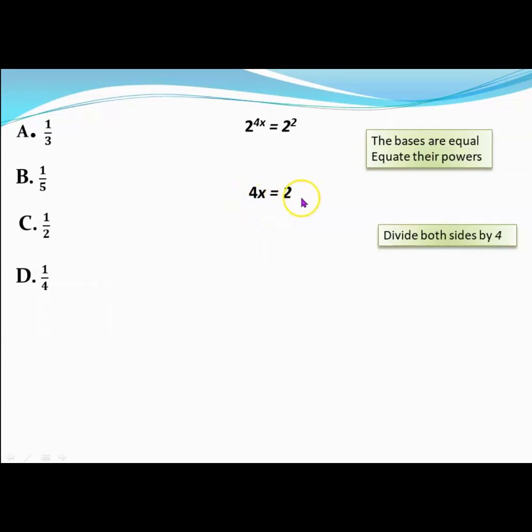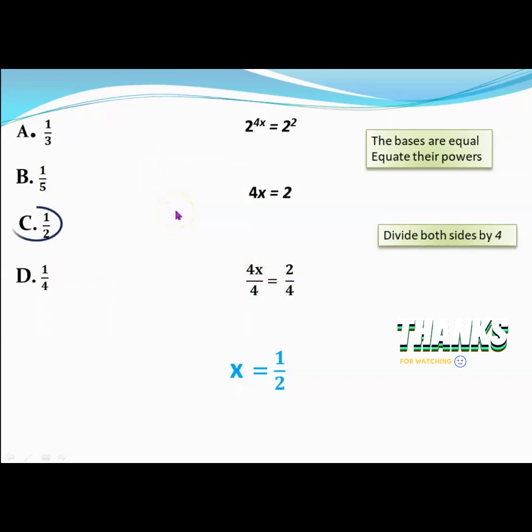Now, for this 4 to cancel, we need to divide both sides by 4. We have 4x divided by 4 equal to 2 divided by 4, and we see that 4 will cancel 4 out. So x will be equal to 1 half. You see that among our options, C is the right option. Thank you for your time.